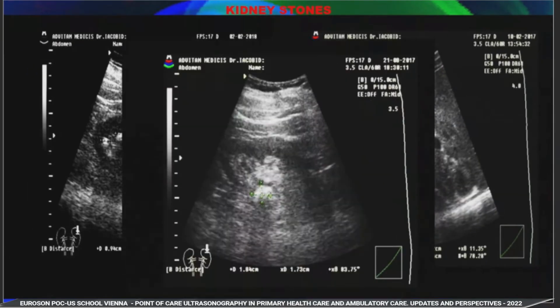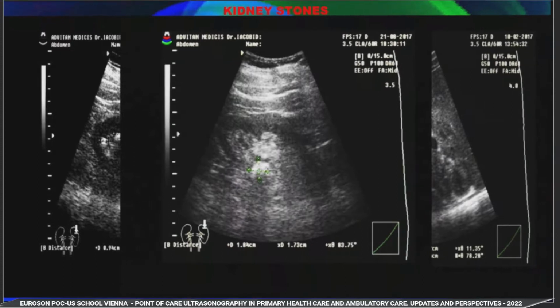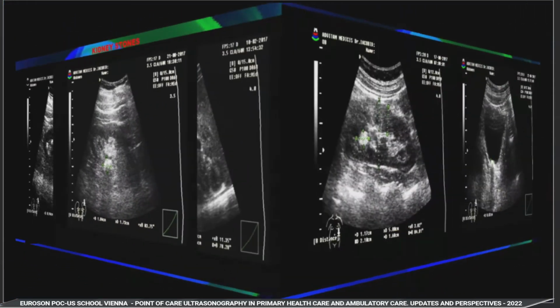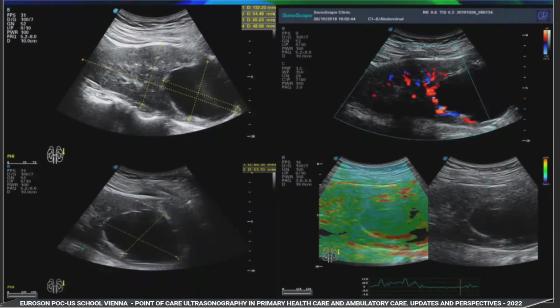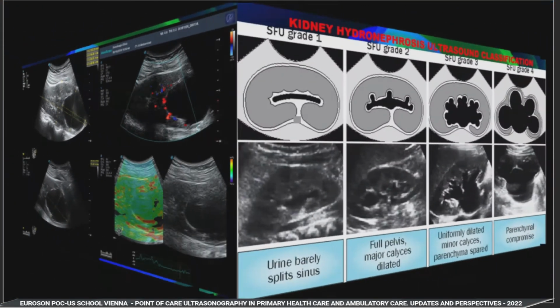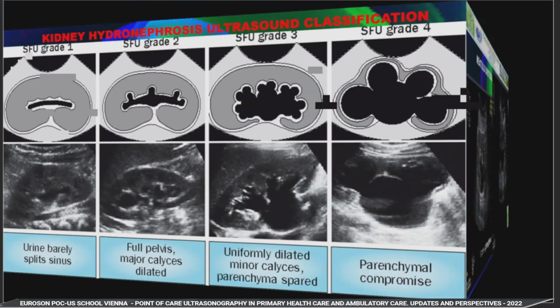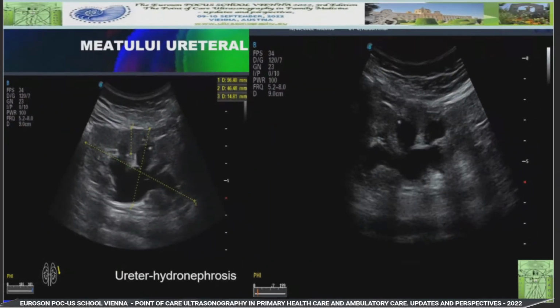And also the stones in the kidney, the stones in the urinary bladder, the presence of the hydatid cyst. And also you can make the diagnosis of hydronephrosis with the ultrasound classification, from stage 1 to stage 4, when the parenchyma of your kidney is compromised, like in this image, a nice image.